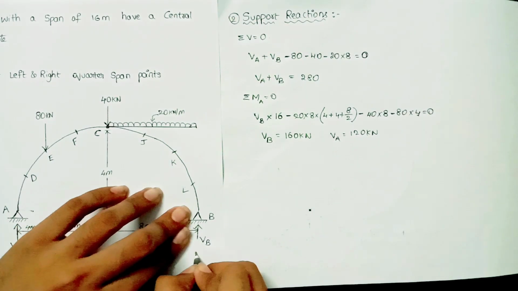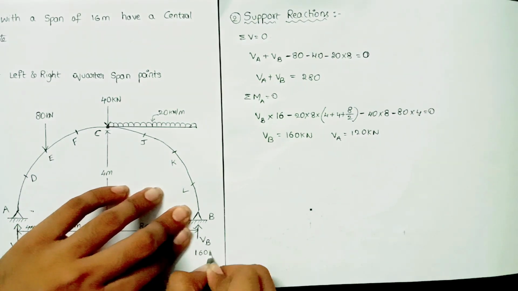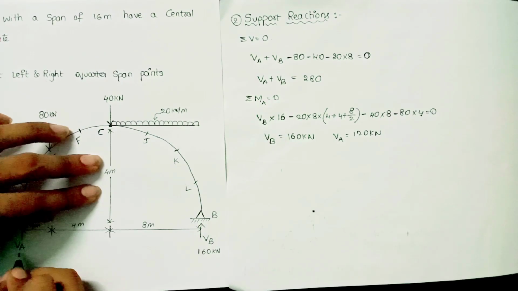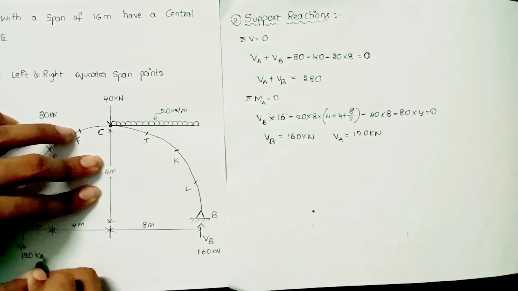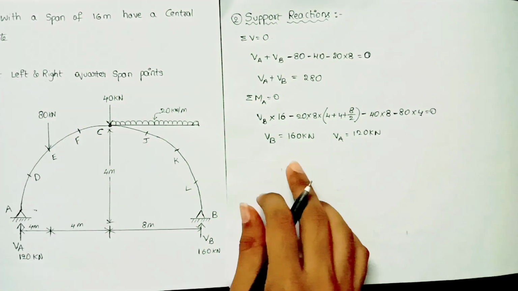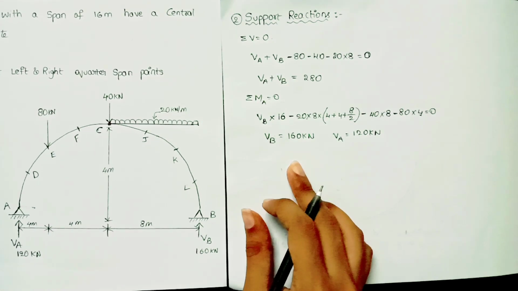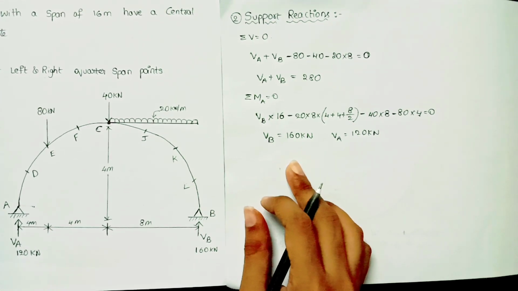Now I am indicating here. This is Vb, so 160 kilonewton, and Va is 120 kilonewton. So with this we have obtained the vertical reactions. Now we have to calculate the horizontal reaction.